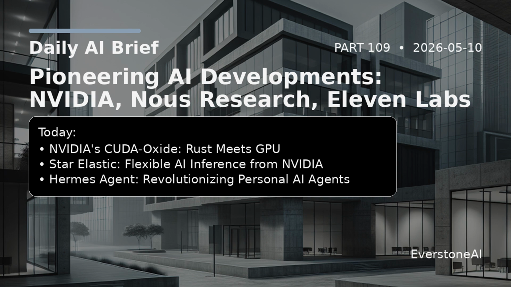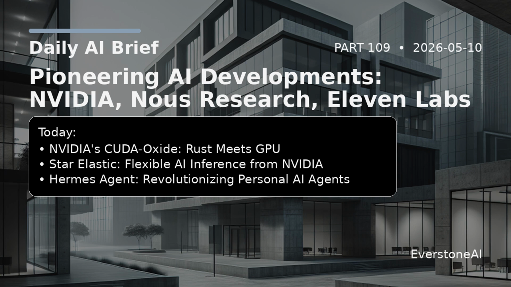NVIDIA is at it again, driving innovation in the world of GPU programming. They've launched CUDA-Oxide, an experimental compiler backend allowing developers to write CUDA-SIMT GPU kernels using Rust. If you've been longing to escape the confines of C++, this could be your ticket. So, what does this mean for developers? In simple terms, CUDA-Oxide lets you use the modern and safe programming language Rust to write high-performance GPU applications.